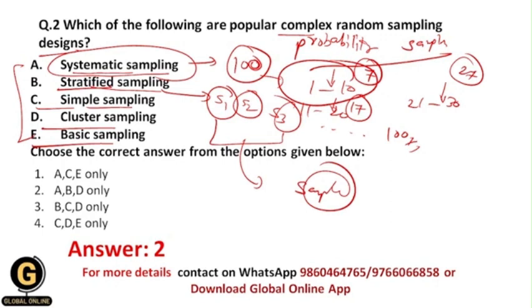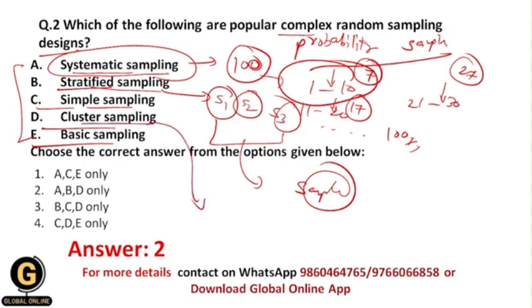So here as well I am going to select the samples randomly, and that's why this is random sampling design. And over here as well I am going to use different kind of procedures. Okay, and that's why this is complex random sampling design. Okay, now next is cluster sampling.